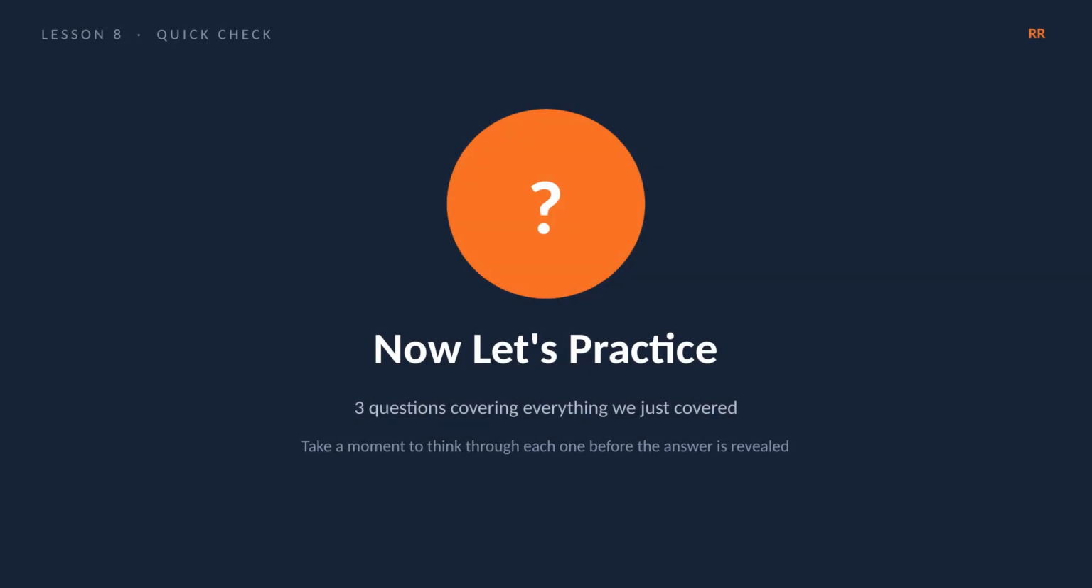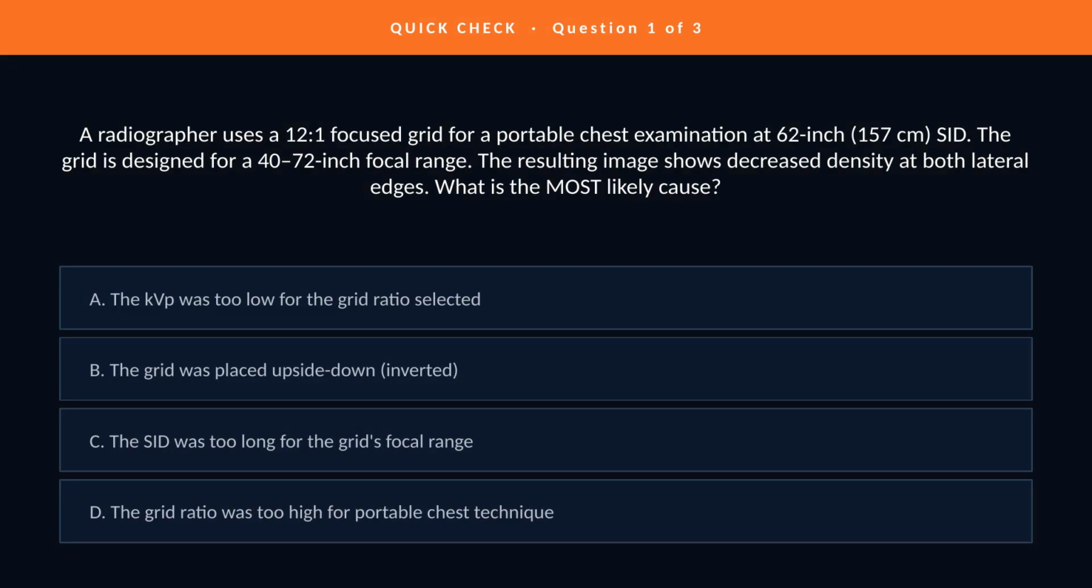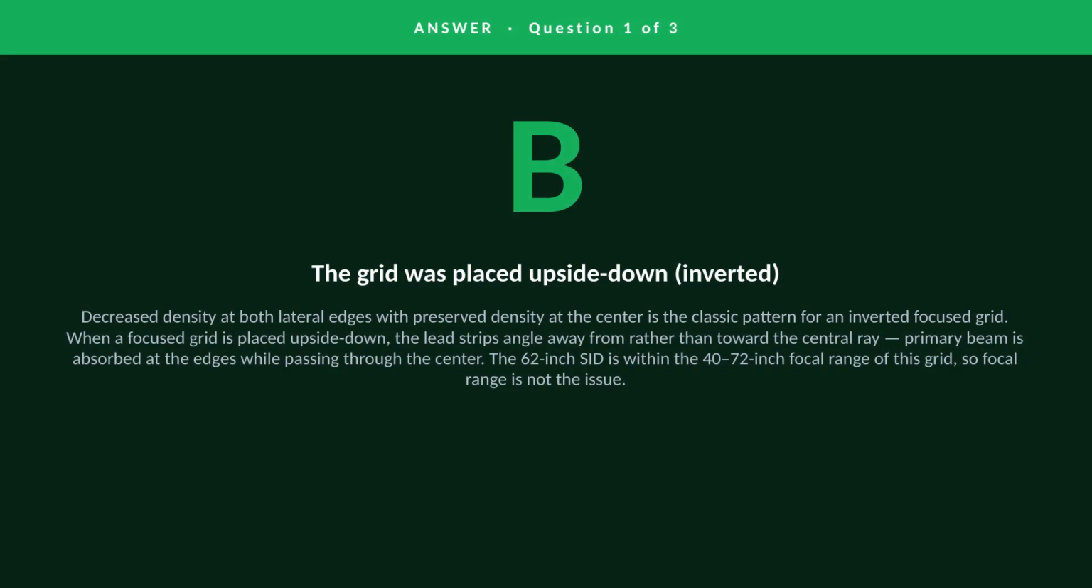These are clinical scenarios. Work through the reasoning before the answer appears. The answer is B. The grid was placed upside down, inverted. Decreased density at both lateral edges with preserved density at the center is the classic pattern for an inverted focused grid. When a focused grid is placed upside down, the lead strips angle away from the central ray instead of toward it. Primary beam is absorbed at the edges while passing through the center.